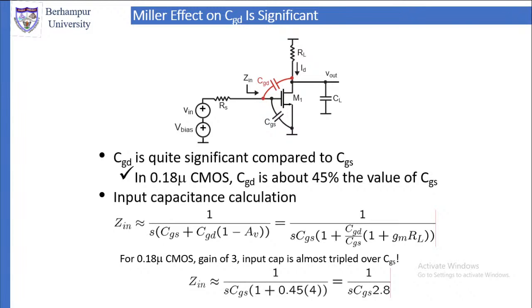Now for 0.18 micron CMOS, if you look for a gain of 3, the input capacitance is almost triple over CGS. Here just put gain is equal to 3, AV is equal to 3. That gives you Zin is equal to 1 by S into CGS into 2.8, which is approximately 3 times more.